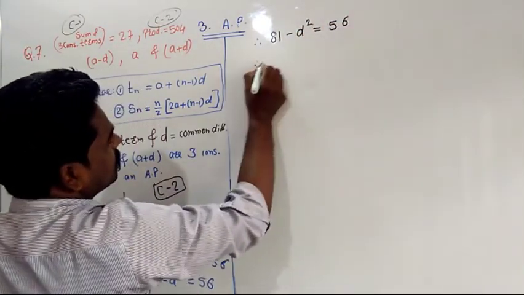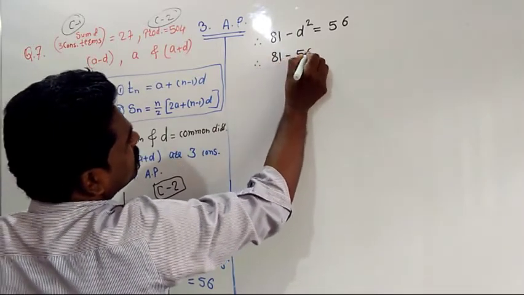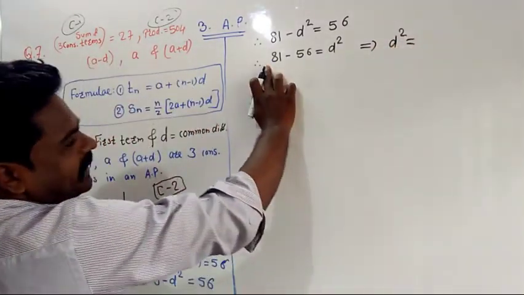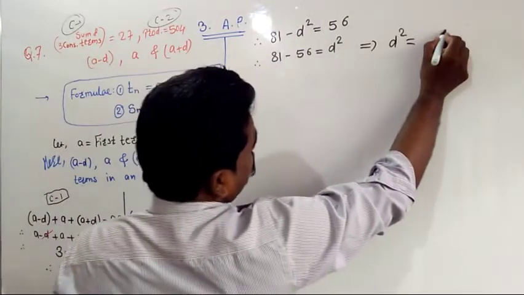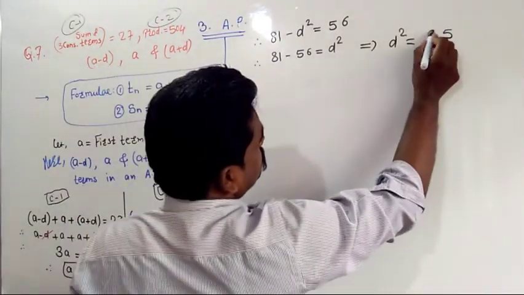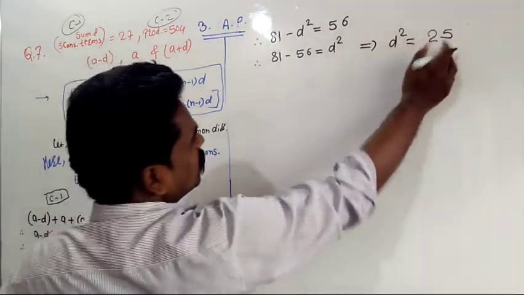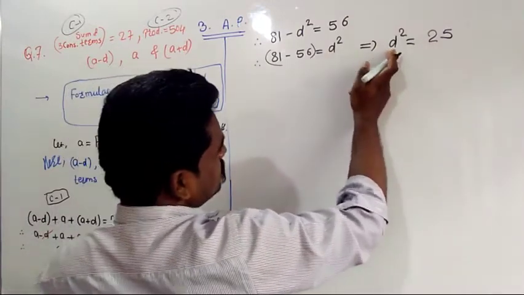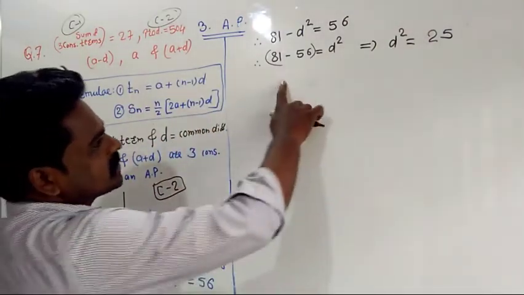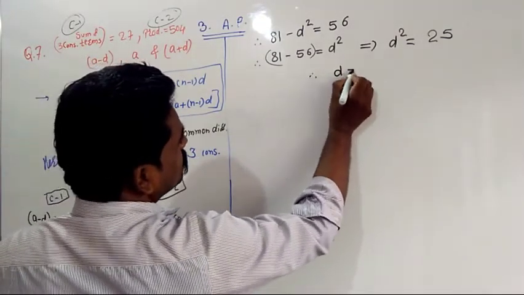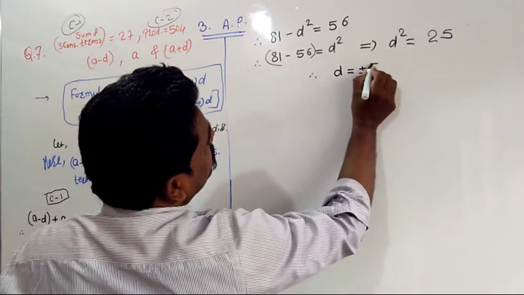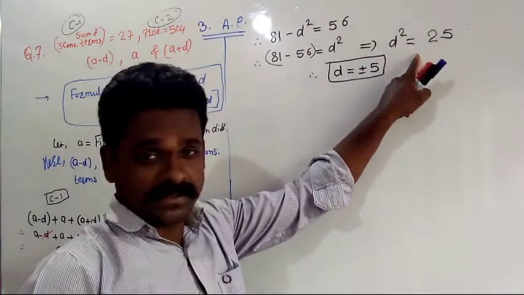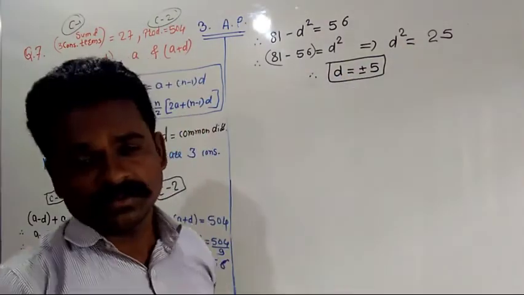No problem. Therefore 81 minus 56 is equal to d square, and it will give you d square is equal to 25. 81 minus 56 is 25, and this d square is here; we have just exchanged sides. D square is equal to 25. While taking the square root on both sides, we get d is equal to plus minus 5. Two values will be there.